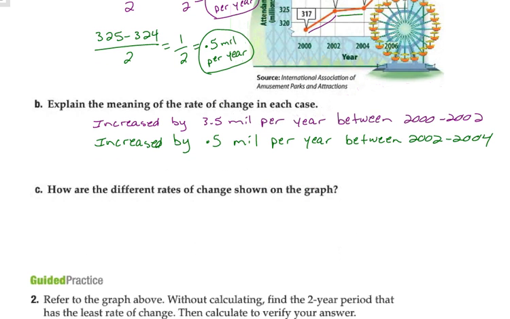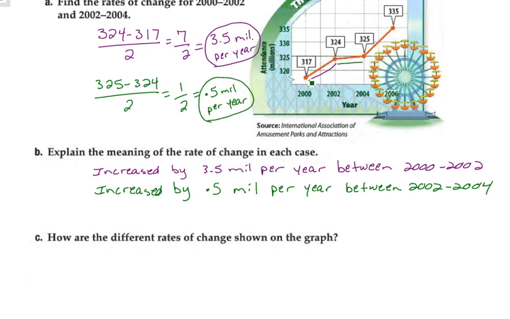How are the different rates of change shown on the graph? Good question, because it gets us to start thinking visually. Looking at the line between 2000 and 2002, that's steeper. Looking between 2002 and 2004, it's definitely more narrow. So the steeper the graph, the greater the rate of change. So that's what we're going to say. We're going to say the greater rate of change is steeper.